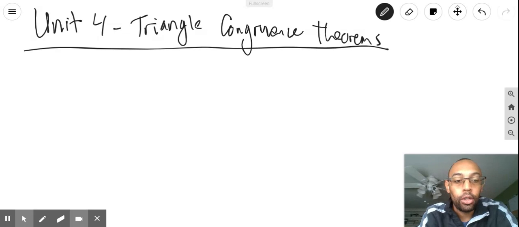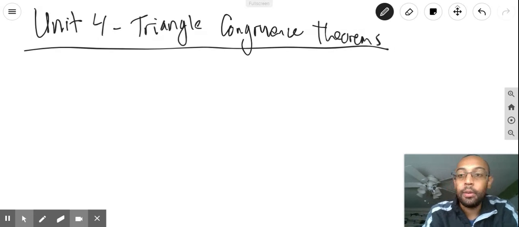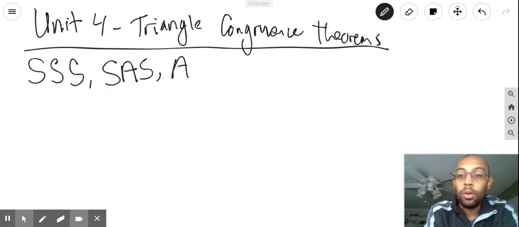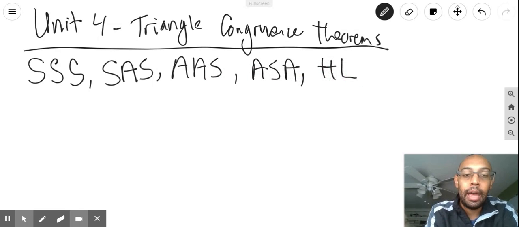So what is triangle congruency? You are proving that triangles are congruent. In Unit 3, you were proving that lines are parallel by certain properties. You are now going to be proving that triangles are congruent by certain properties. There are 5 total properties that we will be focusing on. They are side-side-side, side-angle-side, angle-side-angle, angle-angle-side, and hypotenuse-leg.